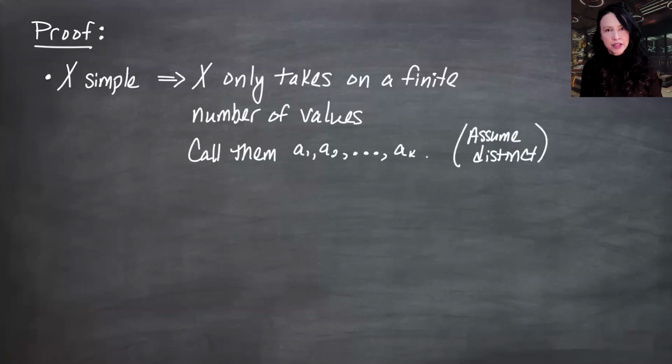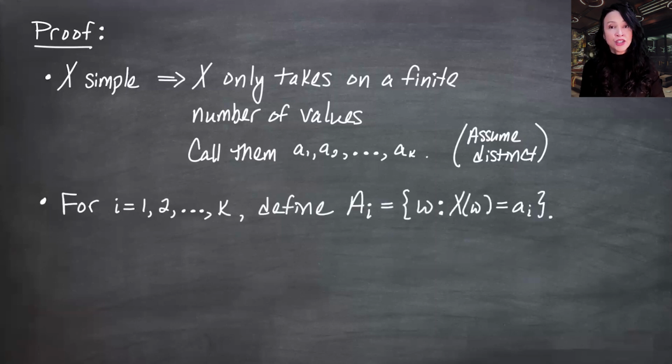Based on what we just said, I'm going to assume they are distinct. For i going from 1 to k, I'm going to pull back each individual value, and that's how I'm going to define those sets, the capital A_i's. So capital A_i is going to be all the omegas in Omega that map to the particular real number little a_i. Because I am starting with the assumption that X is a simple random variable, I can use property 2 of our formal definition for a simple random variable.